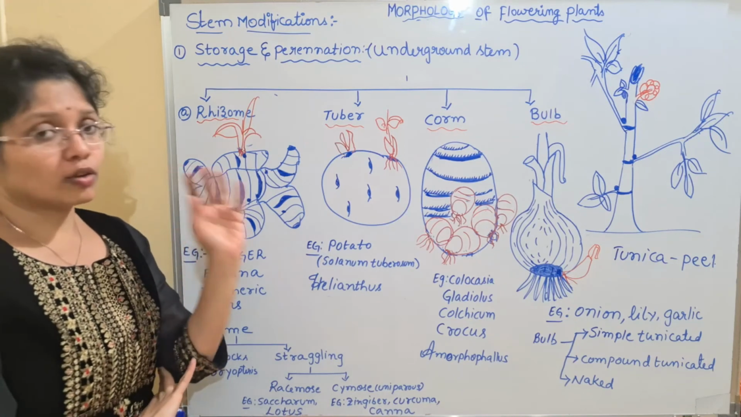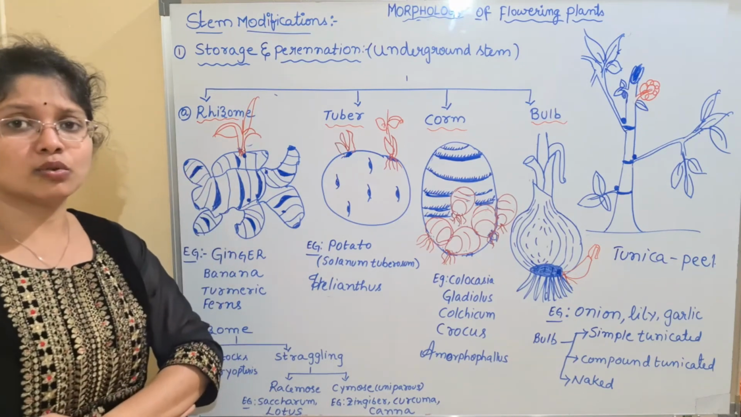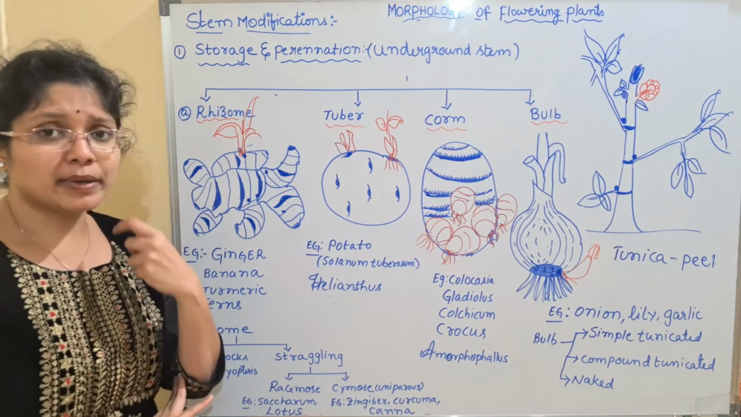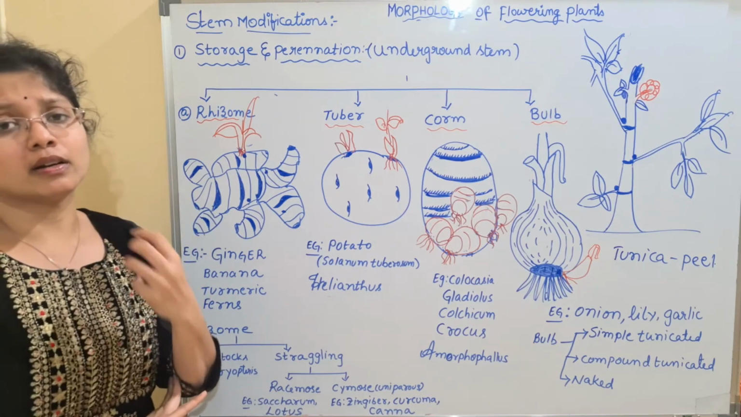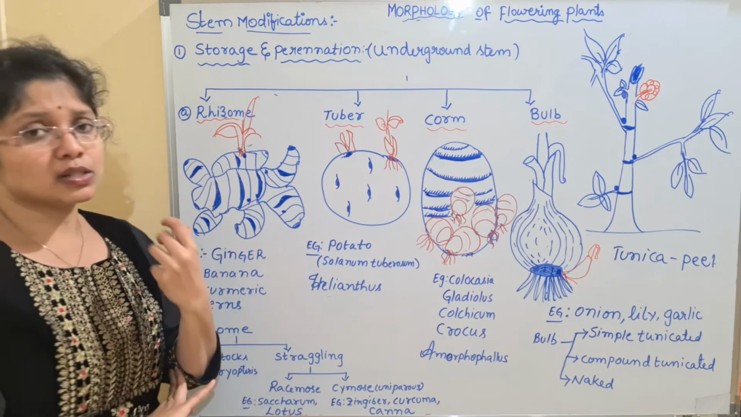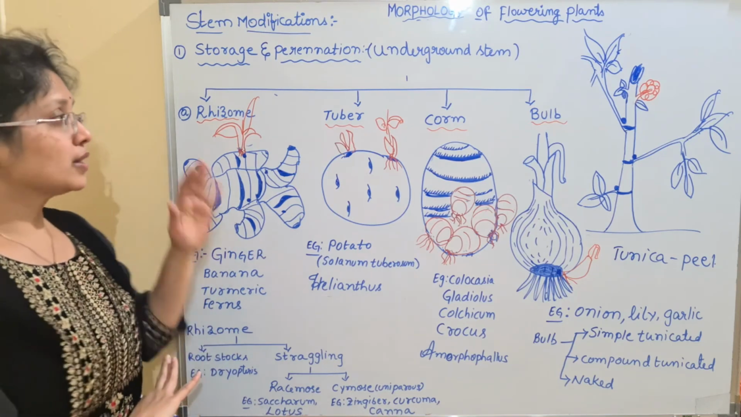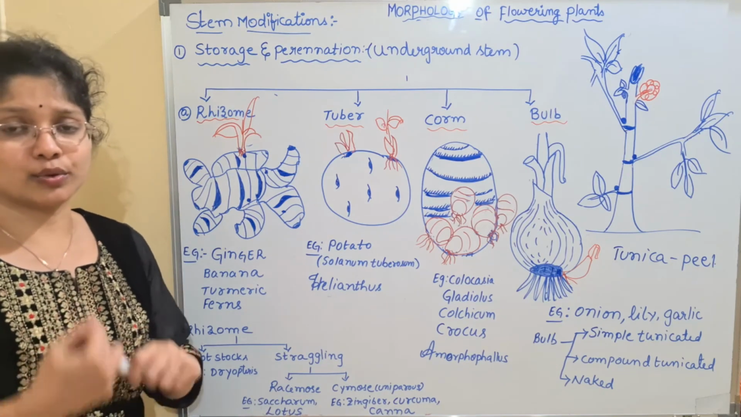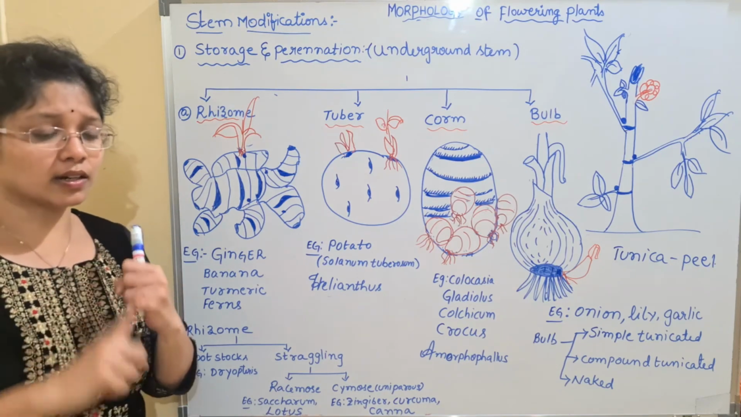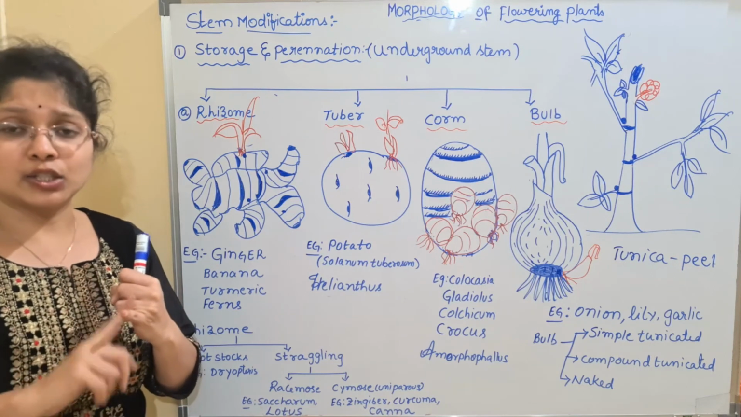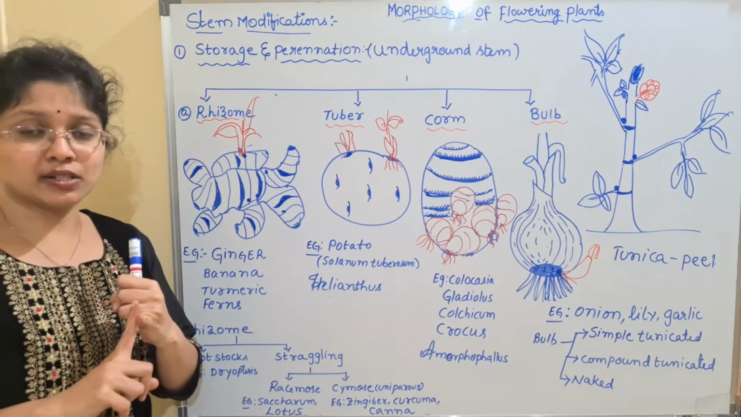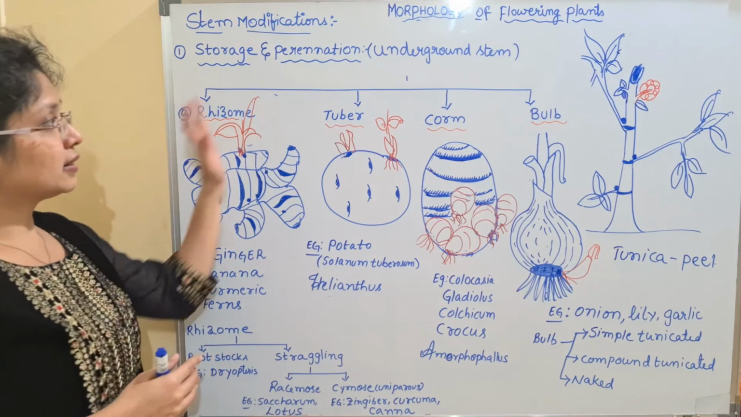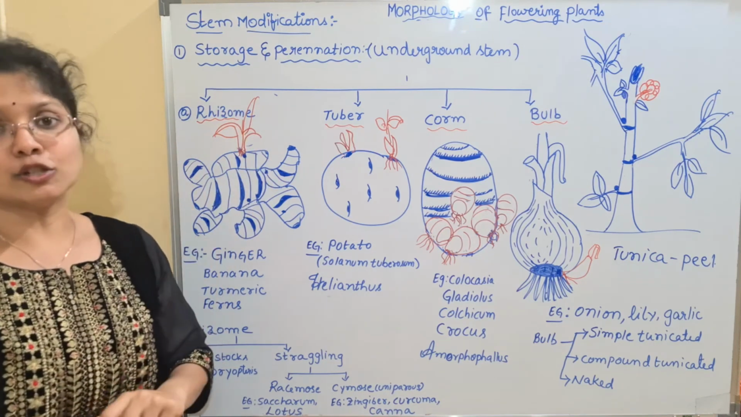For morphology, we have many examples. So wherever you are learning examples, you have to bring the picture into your mind. Then only you can recall the examples you have learned. So here what we have learned today, children, is the storage stem, that is the underground storage stem. But you have to remember, this underground storage stem also has two other functions, that is perennation and vegetative propagation. And here the main activity is the storage.